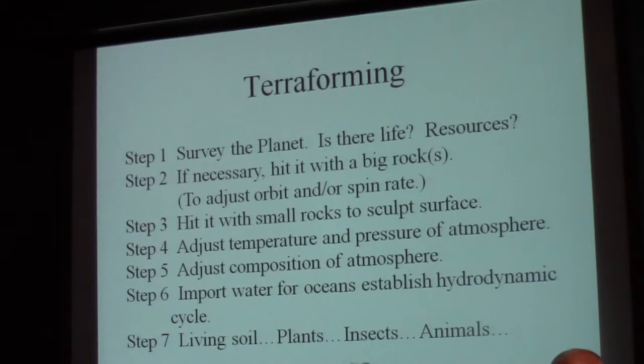And also it turns out that, at least with Venus, it's relatively flat. So you would want to sculpt the surface, and that's where you use smaller rocks to do that. Okay, once you've got it spinning at the right rate and in the right orbit, you would want to adjust the temperature and pressure of the atmosphere.